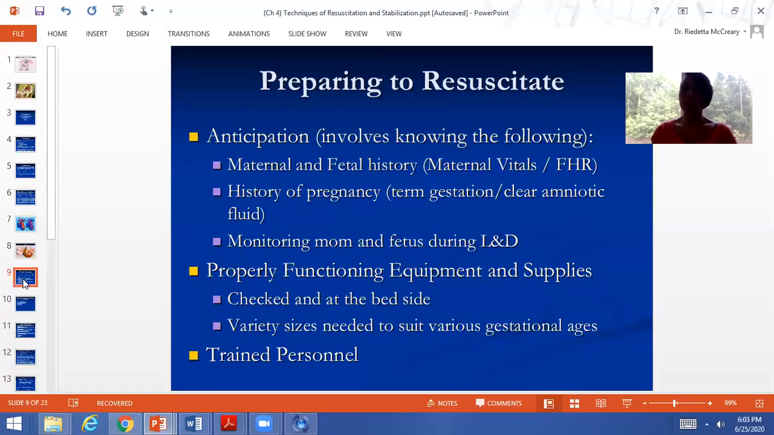And then make sure you have trained personnel. So if you're going to have multiples, you need more than one therapist. You cannot attend to both or multiple numbers of babies if it's just you, because one baby may come out and then the other one could be right behind that one, and you can't split yourself in half. So you need trained personnel. So it's always good to know what you're dealing with ahead of time so that you can have the appropriate staff there to handle the situation.